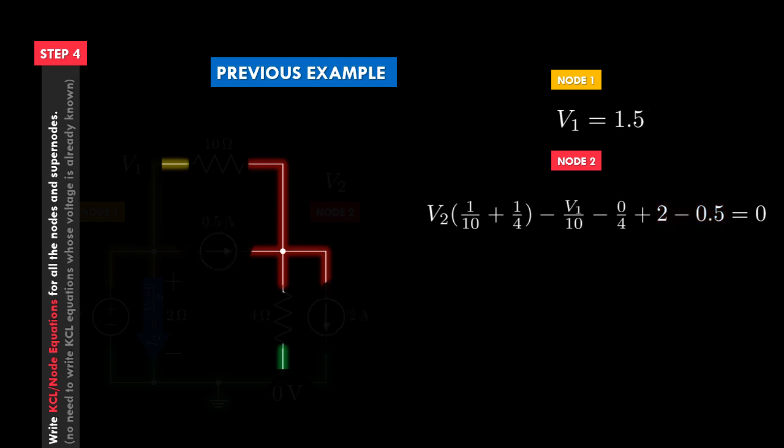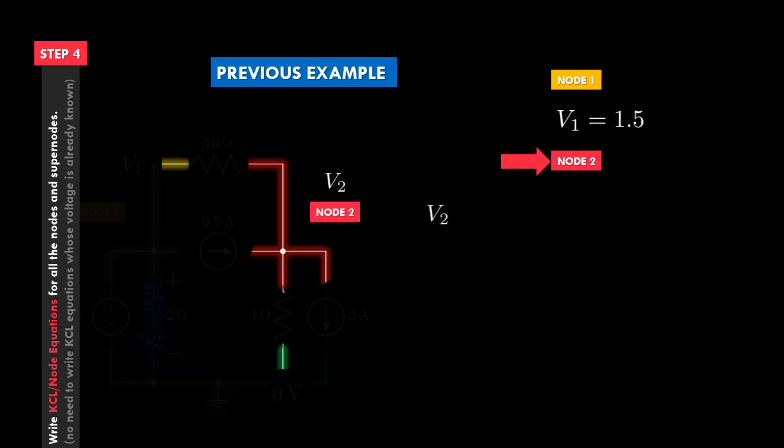Okay, so let's try to write this node equation for node 2 from scratch. First, we have V2 because we are working with node 2. Then V2 times inverse of all the resistors connected to node 2, namely 10 ohm and 4 ohm resistors. Now take each of the resistors and see what's the voltage on the other end of that resistor. For example, 10 ohm resistor has V1 on the other side. That's why we have negative V1 by 10. Remember, negative sign in front of all the nodes except the VIP V2.